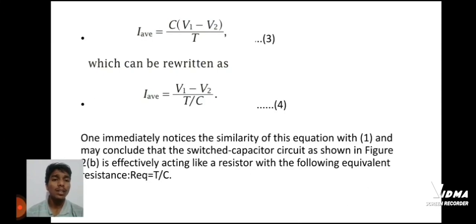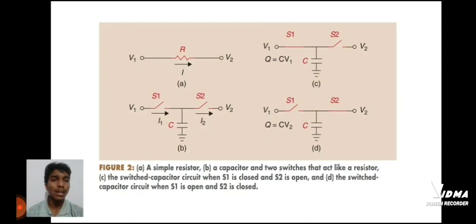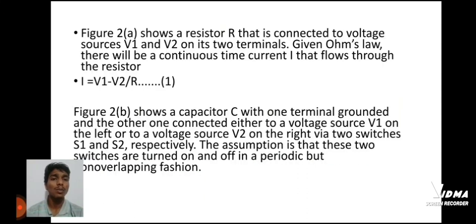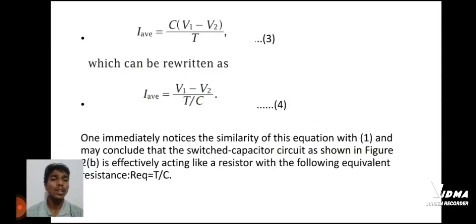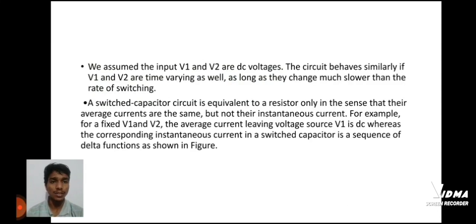So one immediately notices the similarity of equation 4 with equation 1 and may conclude that the switched capacitor circuit shown in figure 2b is effectively acting like a resistor with the following equivalent resistance, R equivalent equals T by C. By comparing equation 4, I equals V1 minus V2 by T by C, and equation number 1, I equals V1 minus V2 by R, we can see R equals T by C. So the switched capacitor with ground is acting like a resistor.